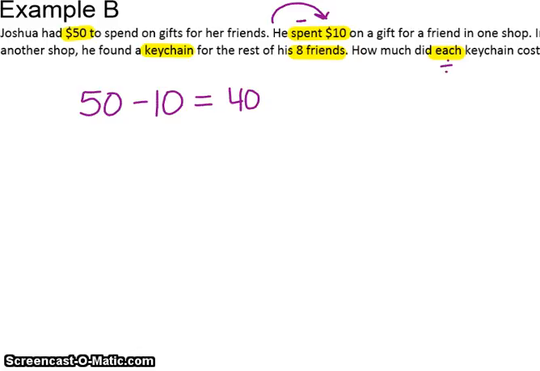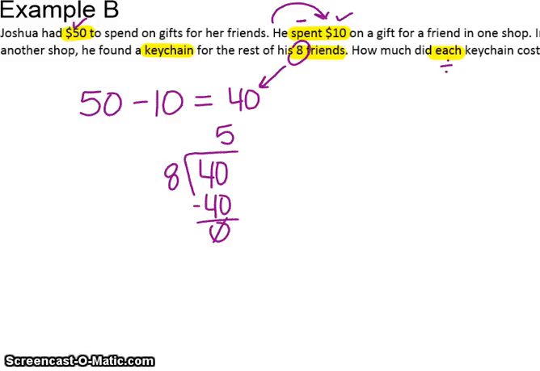Okay, so I've done 50 and I've done 10, so I can check those off on my word problem. And it says he found a keychain for the rest of his 8 friends, and how much did each one of those cost? Well, the word each told me to divide, so I want to take this 8 and this 40 that I just got when I subtracted, and divide them. So I know that 40 divided by 8 gives me 5.